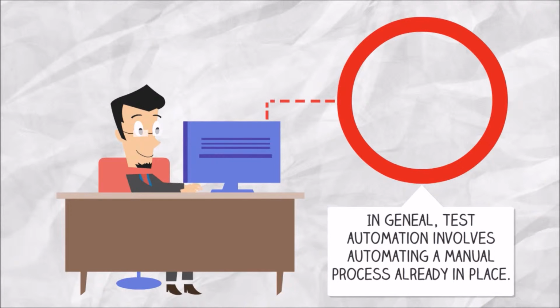Now we shall see why in general the test automation happens and where it happens, in which areas it happens. In general, test automation involves automating a manual process that's already in place. This is where the test automation in general happens for existing projects.